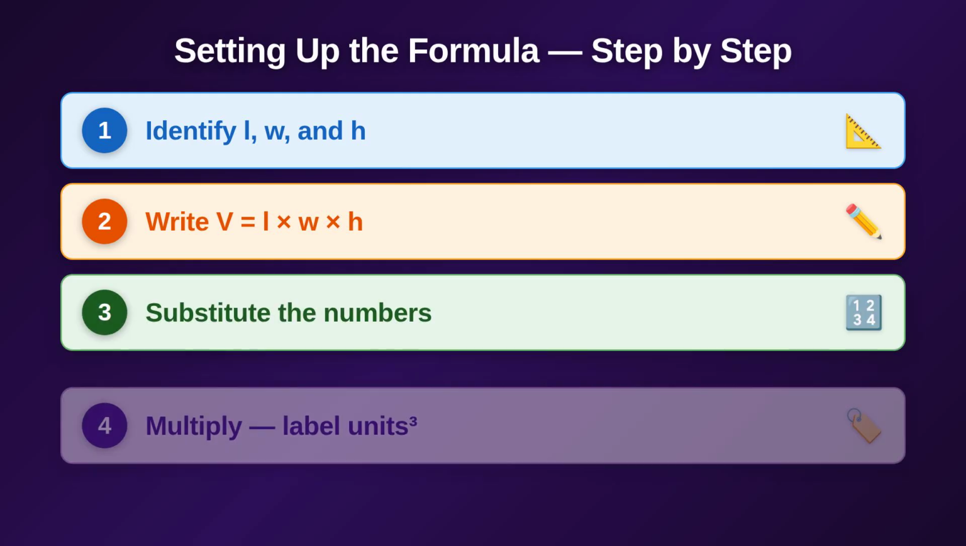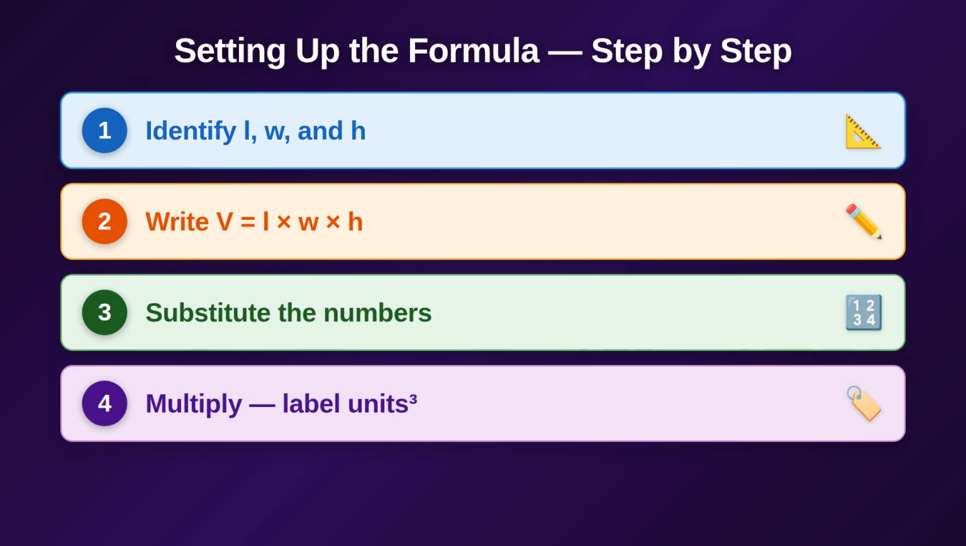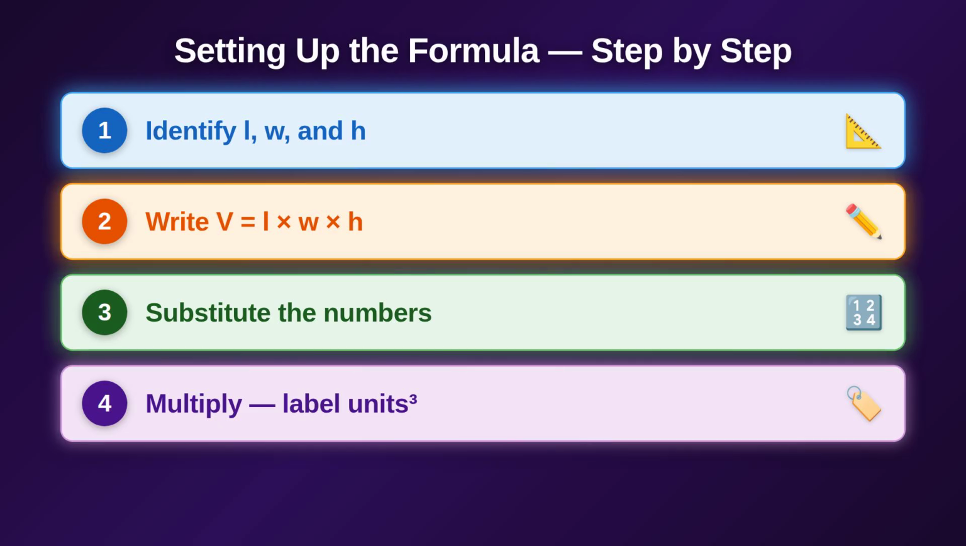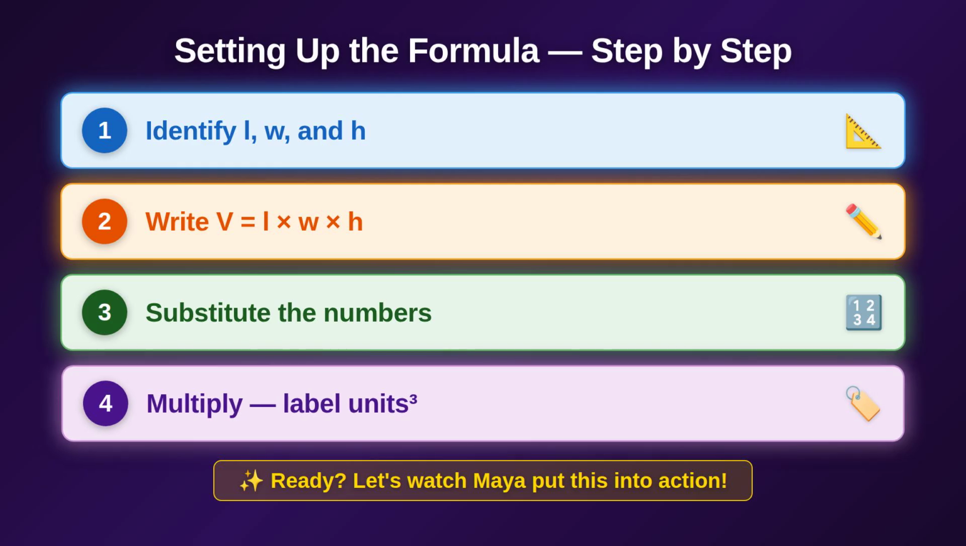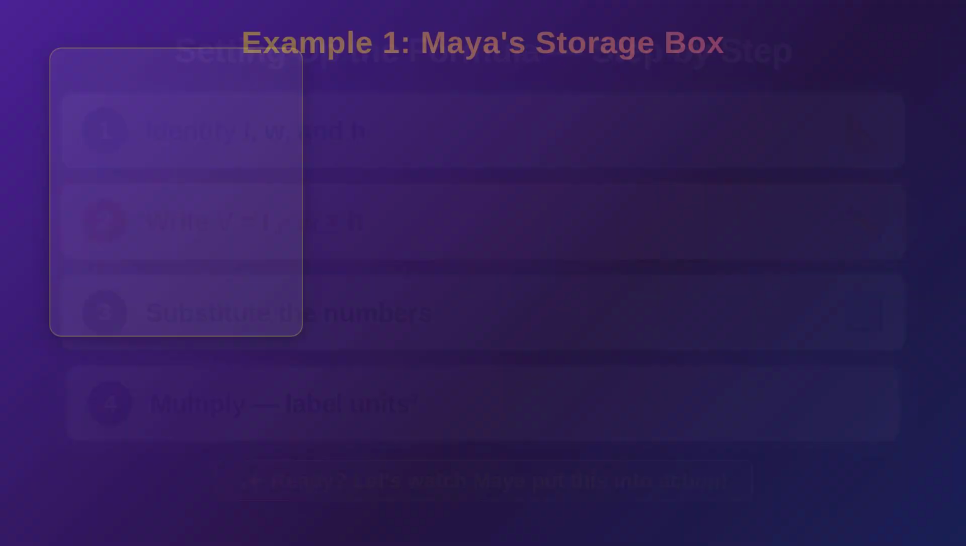Step 1, identify the length, width, and height from the problem or diagram. Step 2, write out the formula. V equals L times W times H. Step 3, substitute, meaning plug in the actual numbers. Step 4, multiply everything together, and don't forget to label your answer with cubic units. That little exponent 3 on your units is what tells everyone this is a 3-dimensional measurement. Ready? Let's watch Maya put this into action.